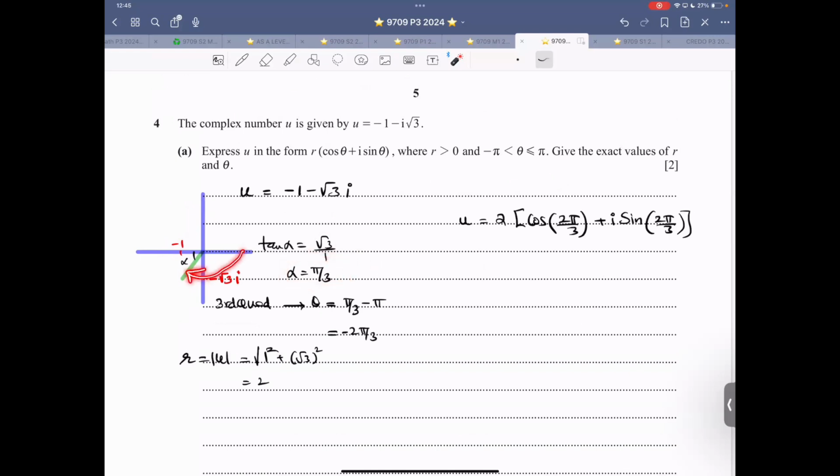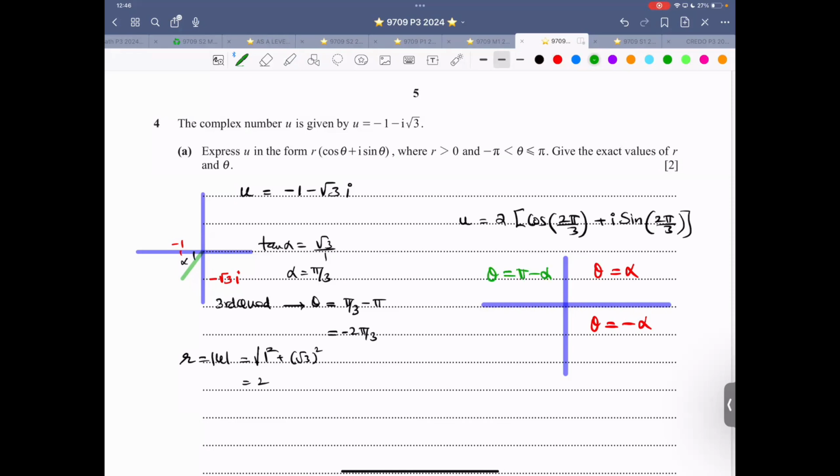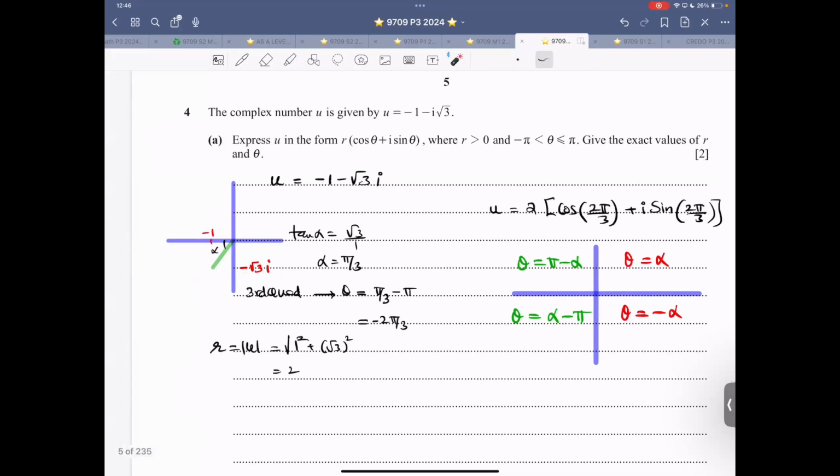Since it's in the third quadrant, what is the rule? You go clockwise, and this is pi minus the basic angle, but overall with a negative sign. I hope you remember what I taught in my regular classes. Let me draw it over here. For complex numbers, remember this diagram. In the first quadrant, theta equals alpha. In the fourth quadrant, theta is negative alpha. In the second quadrant, theta is pi minus alpha. In the third quadrant, theta is alpha minus pi. This is only for complex numbers because we are going from 0 to pi and 0 to negative pi.